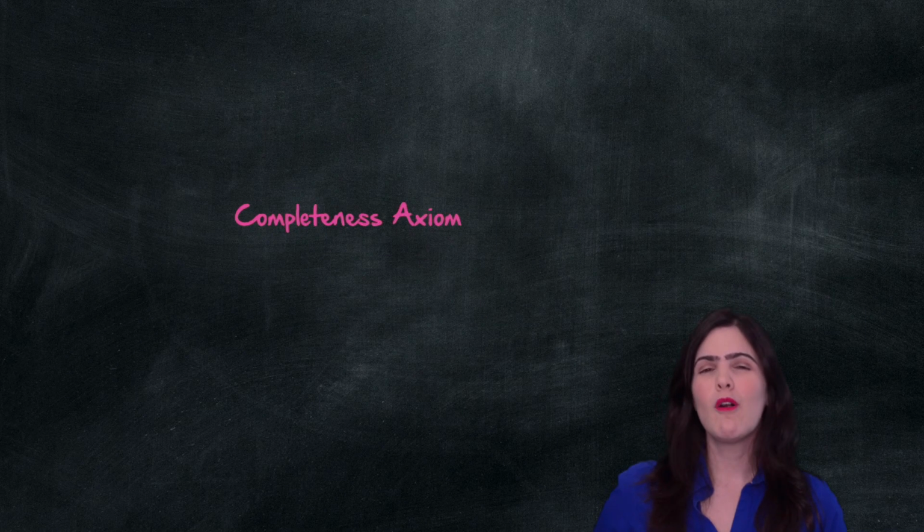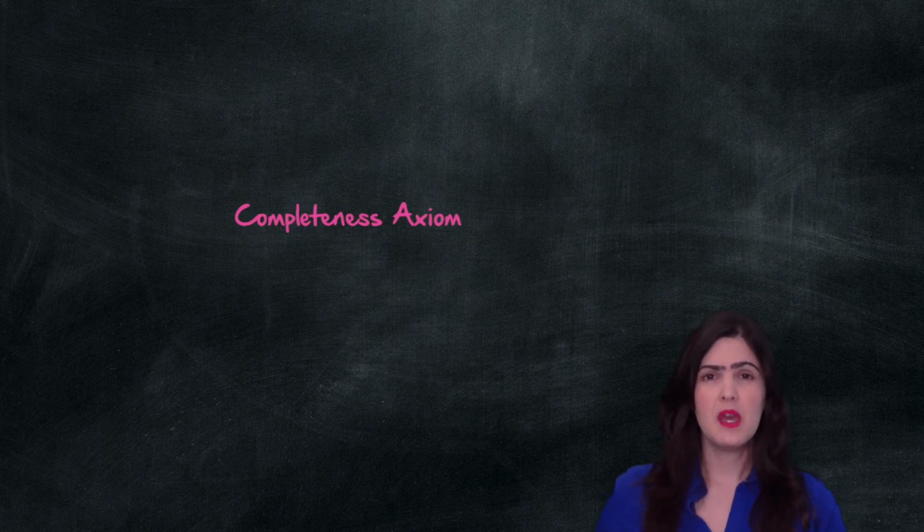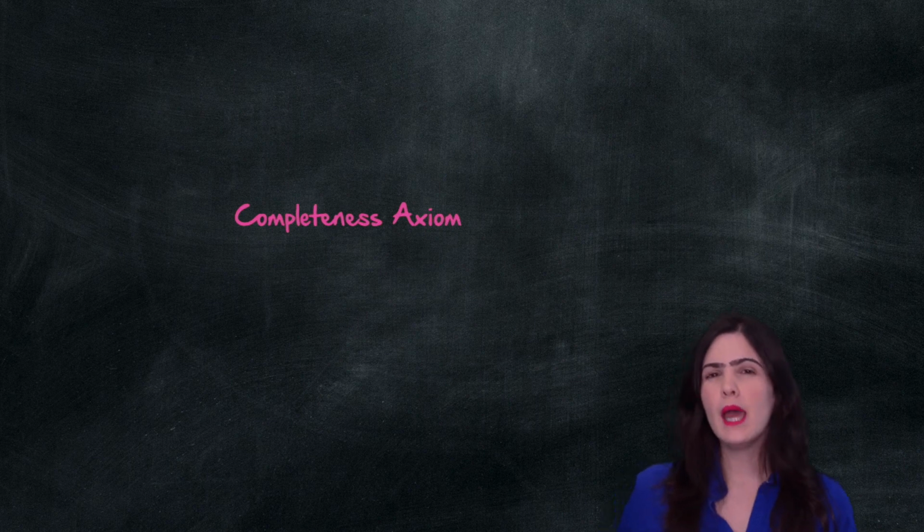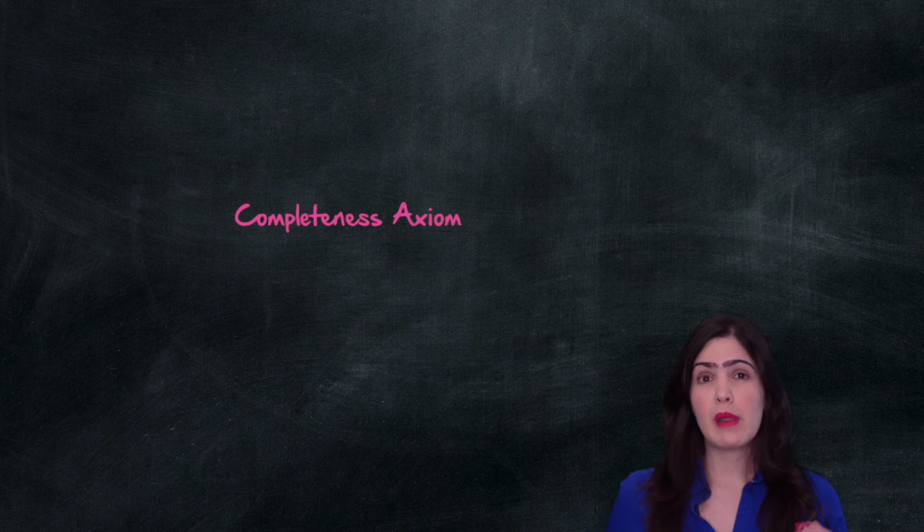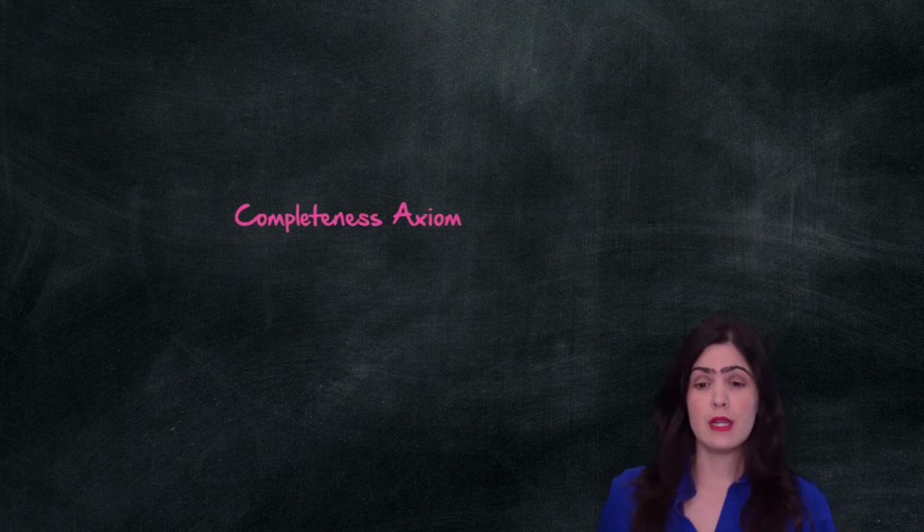In this video, we're finally ready to introduce the last axiom for the real numbers, which is called the Completeness Axiom. And you will soon see why it has that name. Okay, so we're going to start by comparing the rationals and the real numbers.